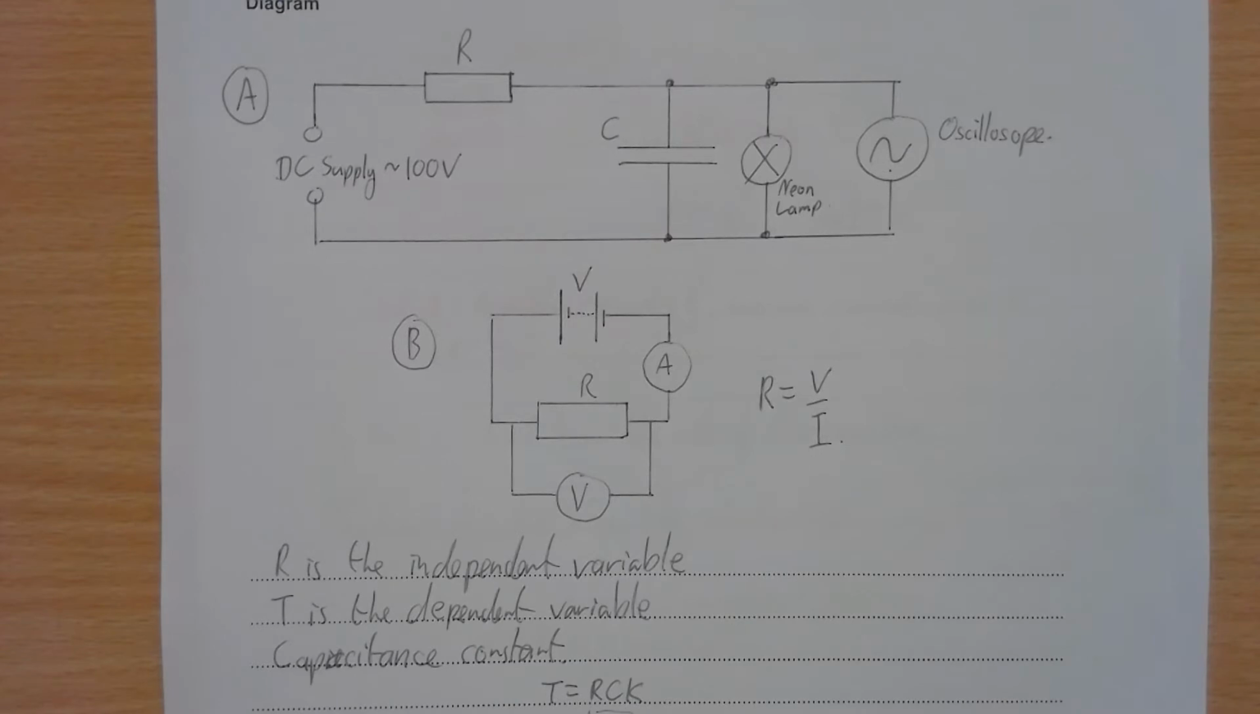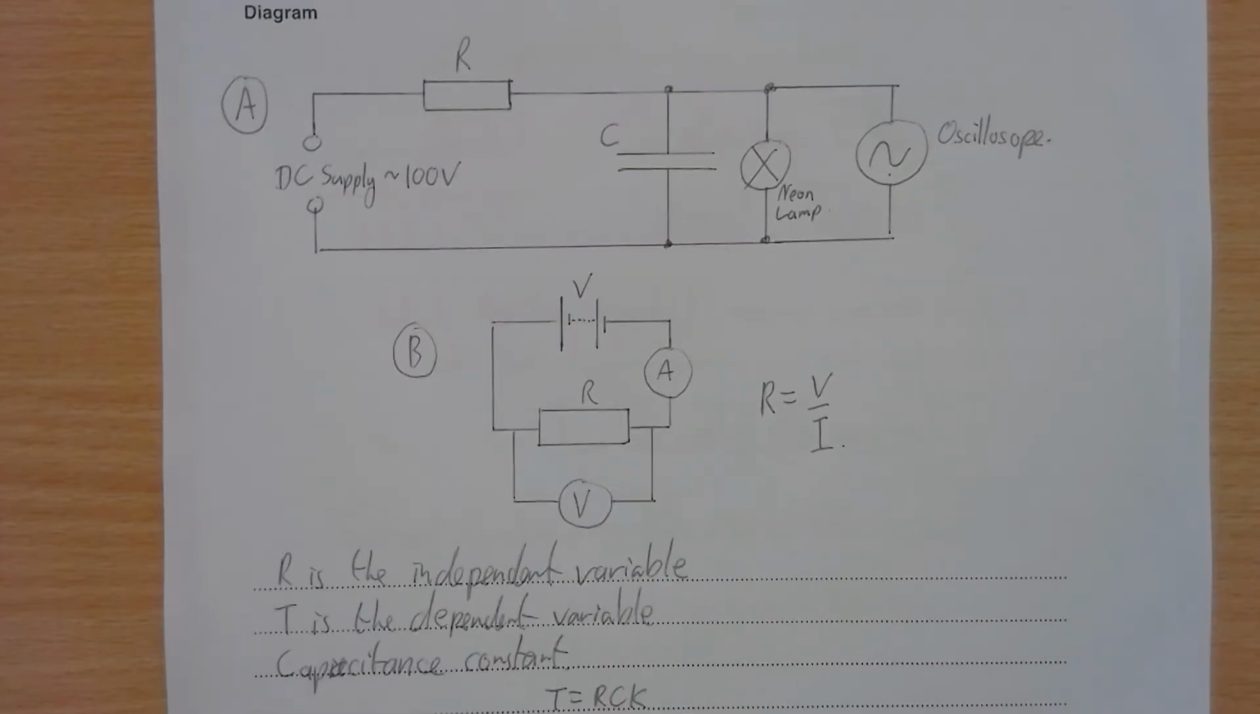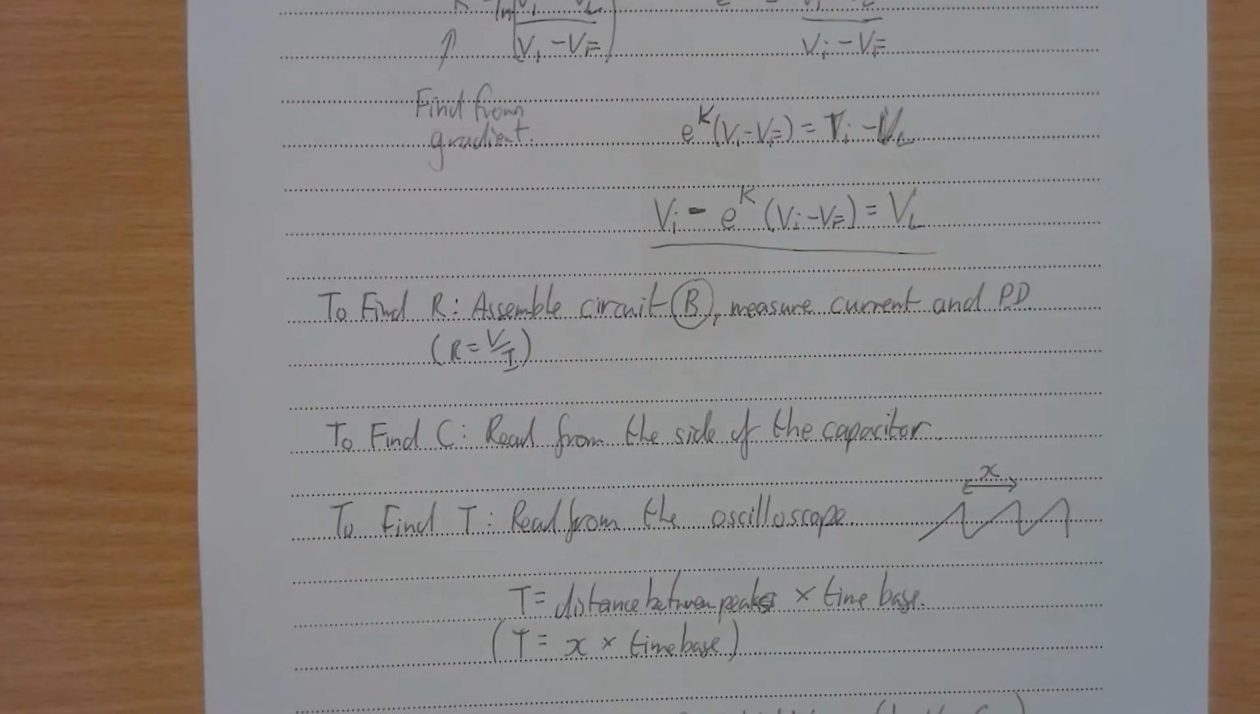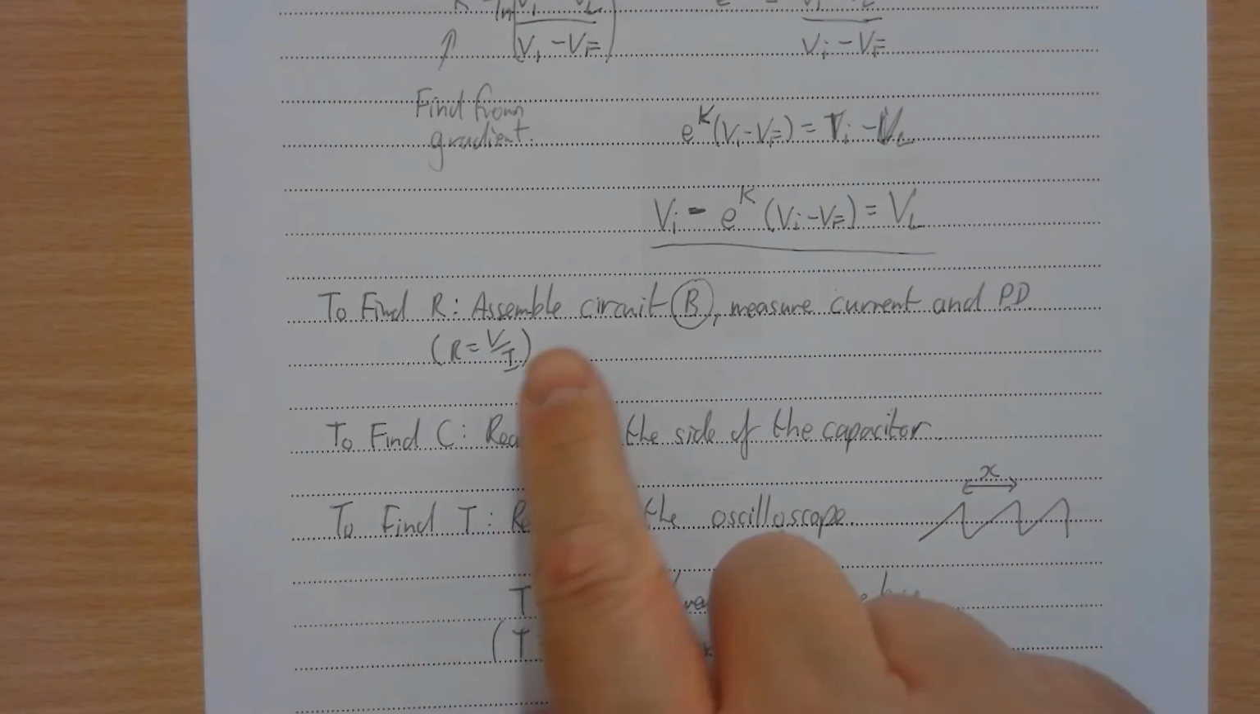So draw it correctly, use a ruler, label it. It only takes a minute and it gives you some easy marks. It's very low-hanging fruit. Okay, even if it's only partially correct, you can get some points for it. So we talk about how you find everything.